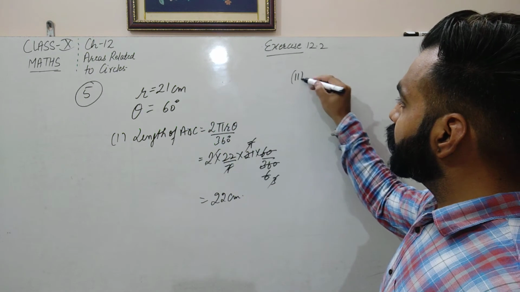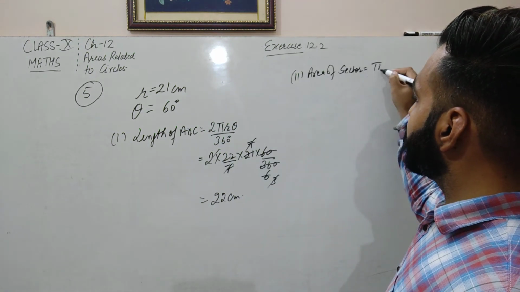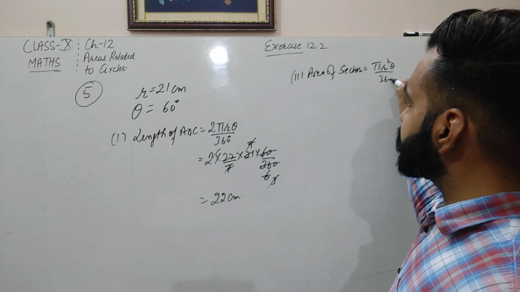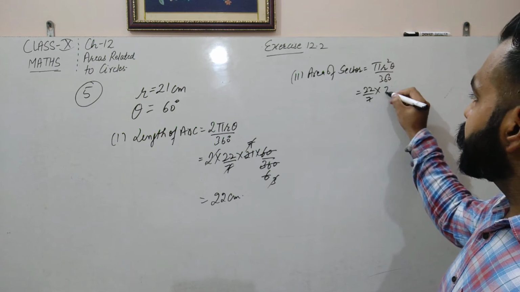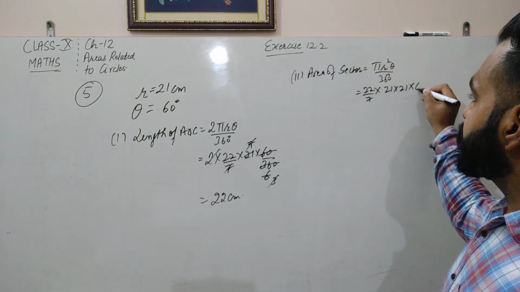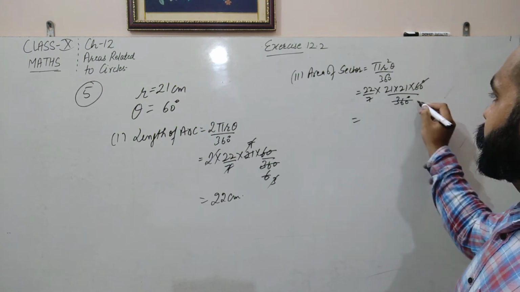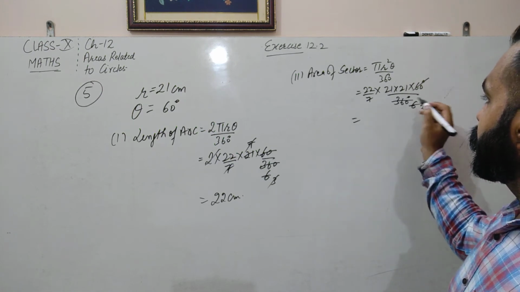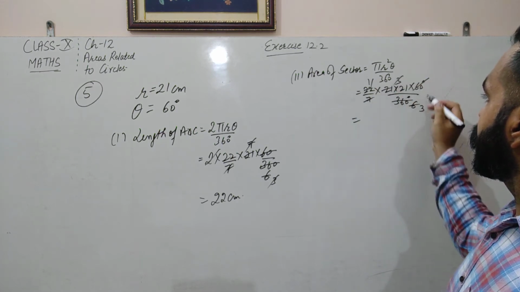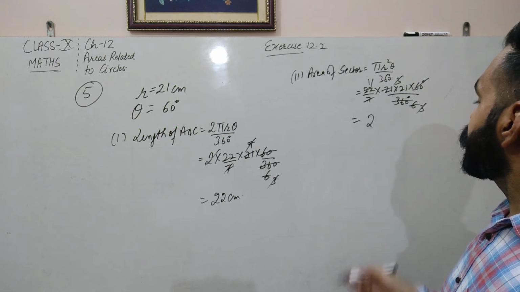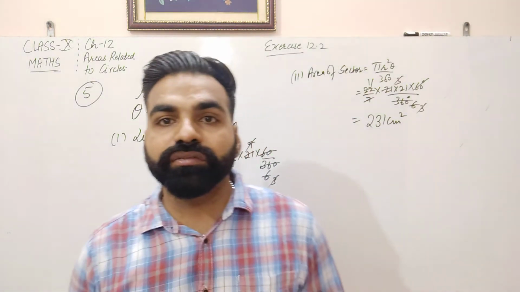Now second part, area of sector. This will be pi r square theta by 360. So pi is 22 by 7, r is 21, theta is 60 divided by 360. So this will be equal to 231 centimeter square. So this is the area of the sector.